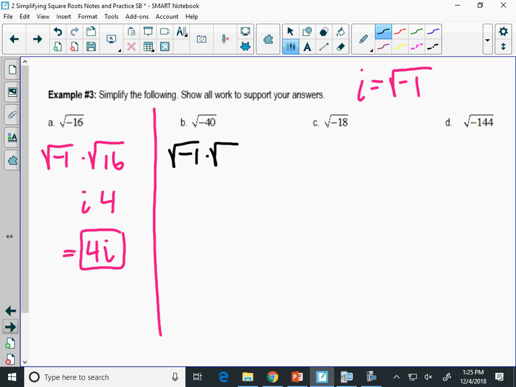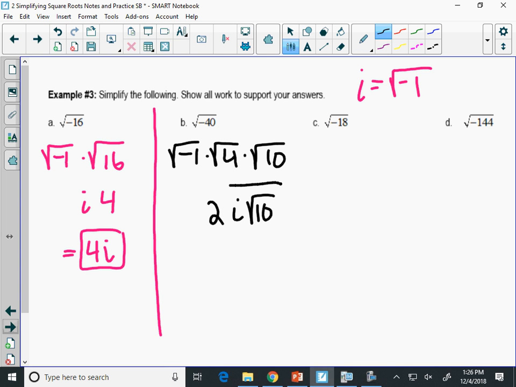It's 4. Radical 4 times radical 10. Well, radical 10 doesn't break down, so you still have radical 10 in your answer. The square root of 4 is 2, and the square root of negative 1 is i. We usually stick the i after the number. Or you could do i2 radical 10, but we write it 2i radical 10. And that's the value.